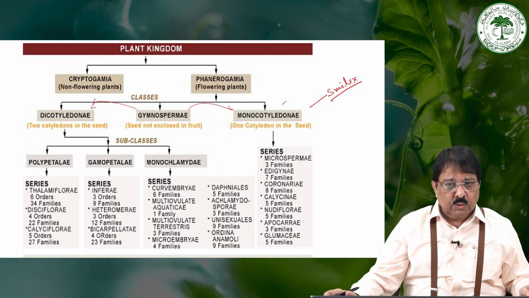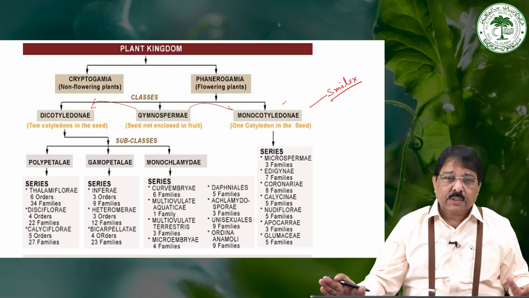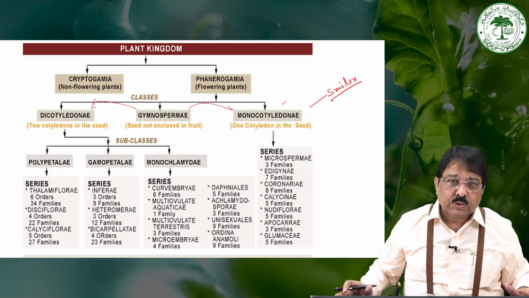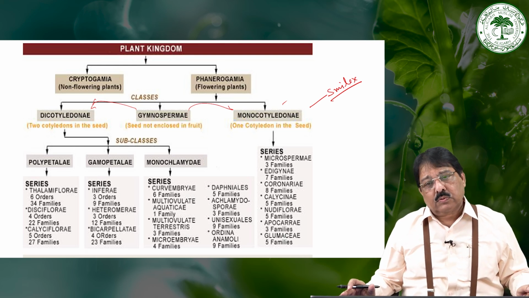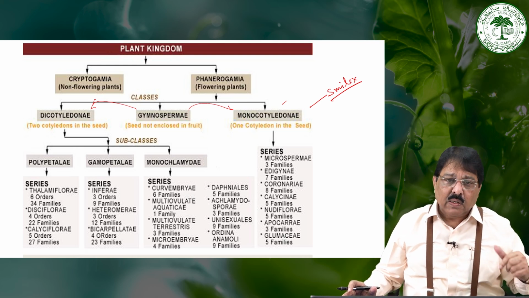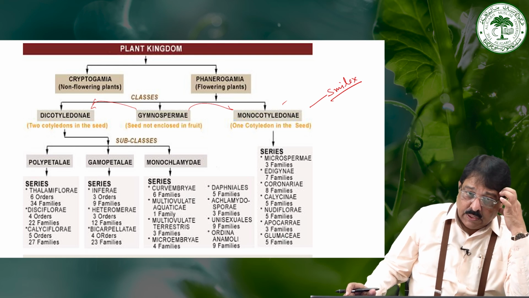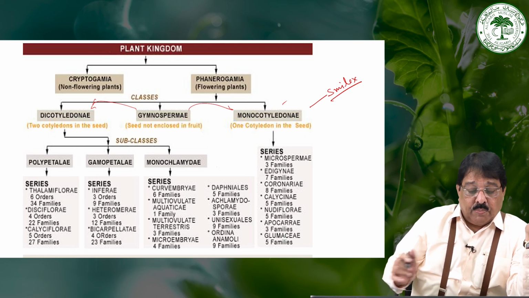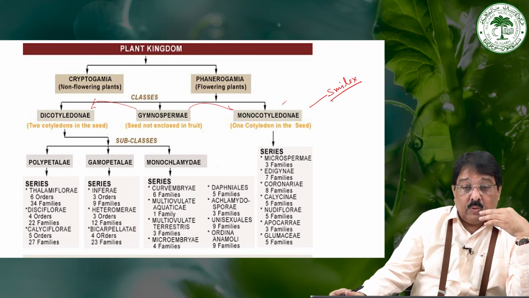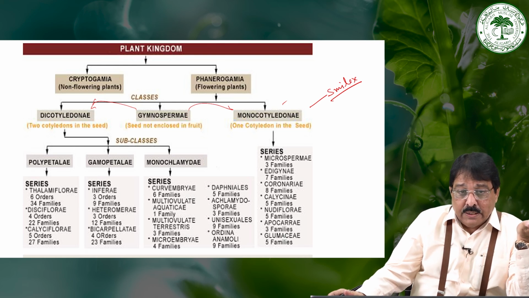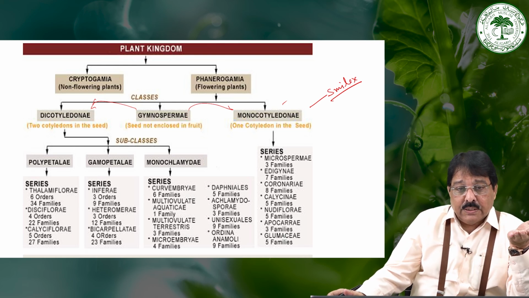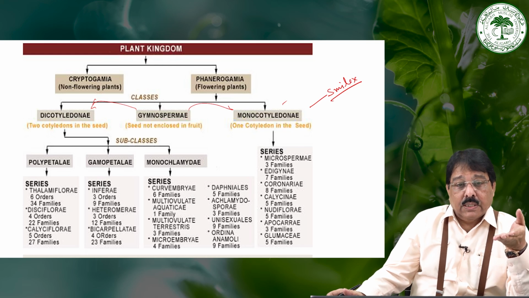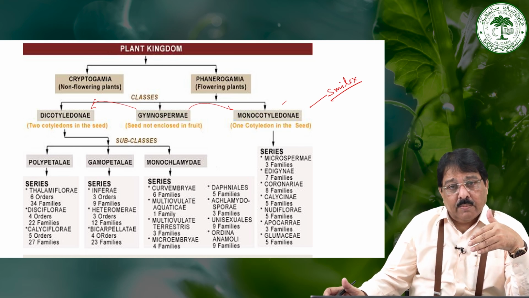At this stage, you would be able to identify in the plant whether it belongs to the dicot category or the monocot category. If it is dicot, then you have to move further. The dicot is further divided into 3 subclasses, that is polypetalae, gamopetalae and monochlamydeae. How would you identify whether it is polypetalae, gamopetalae or monochlamydeae?